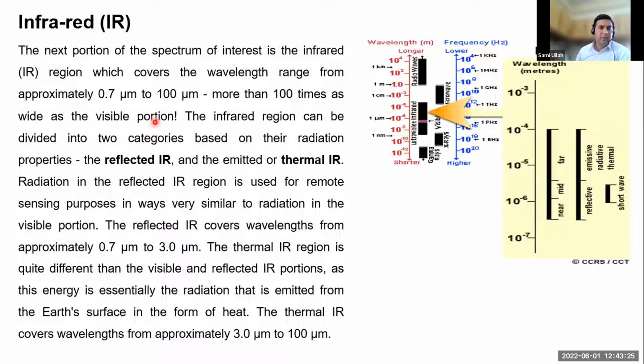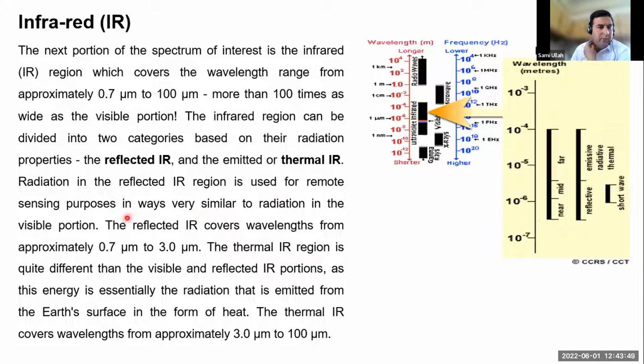The region can be divided into two categories based on the radiation property: reflected infrared and emitted or thermal infrared radiation. Thermal infrared radiation is, for example, energy absorbed by objects and then re-emitted in the form of thermal radiation. We will also discuss this later on.